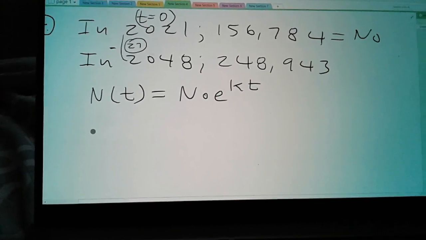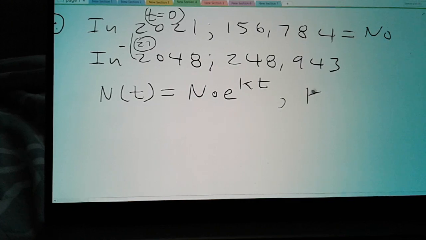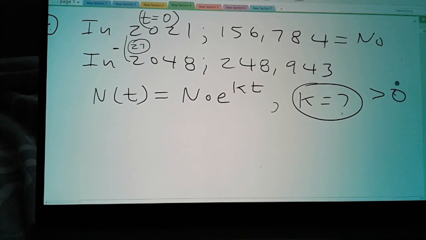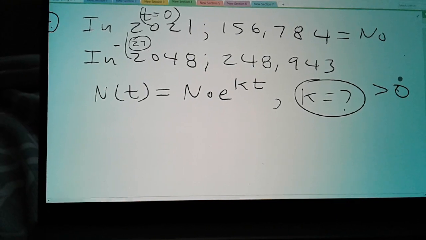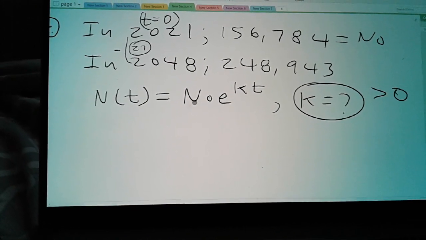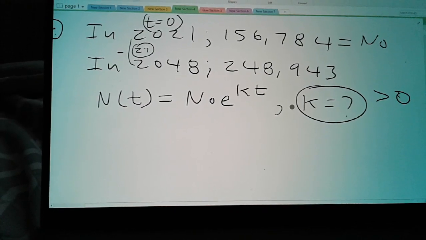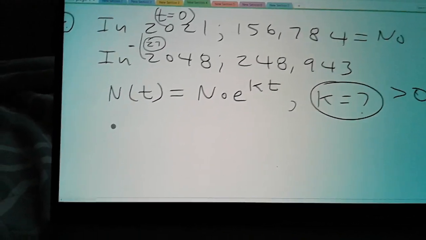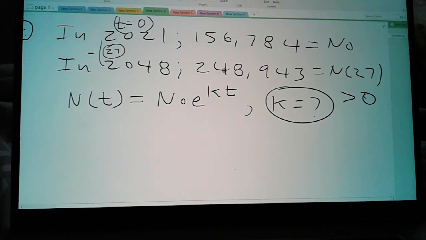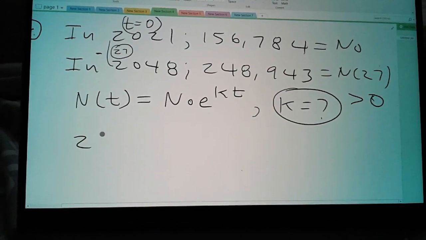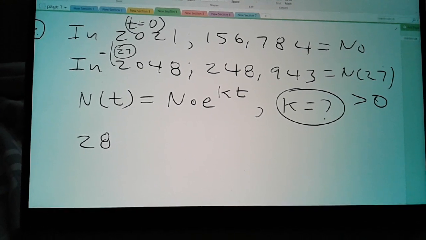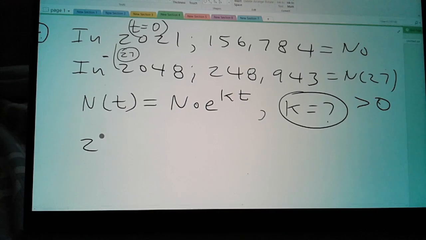So I have to figure out what my decay or my growth factor is, meaning it's going to be positive because it's growing. You're getting more and more people coming to the city. So I have to figure out what this is going to be. So after 27 years, I have this many people, 248,943. 248, not 84.